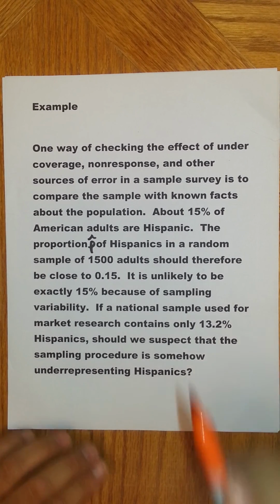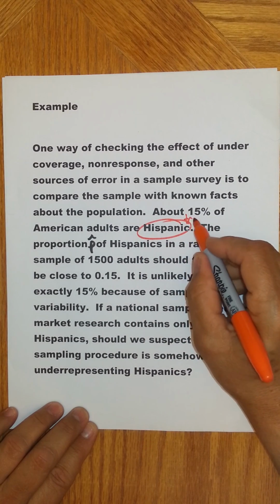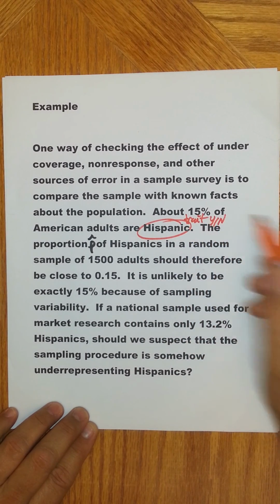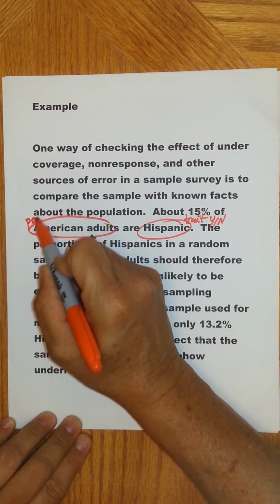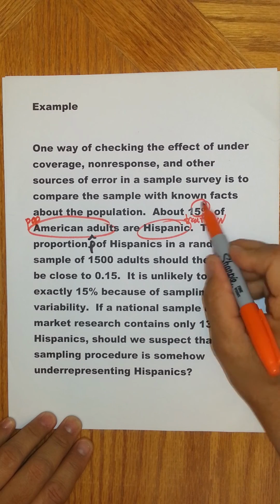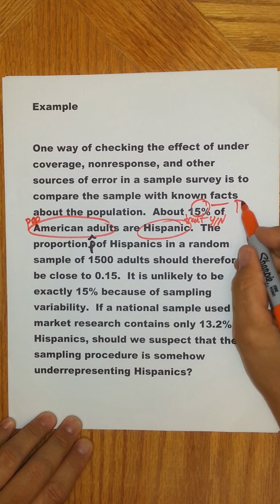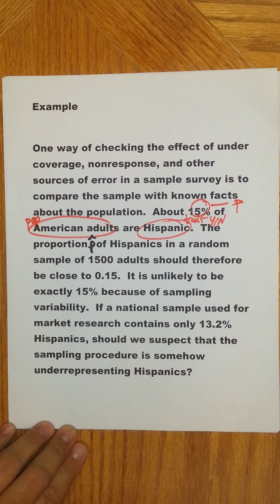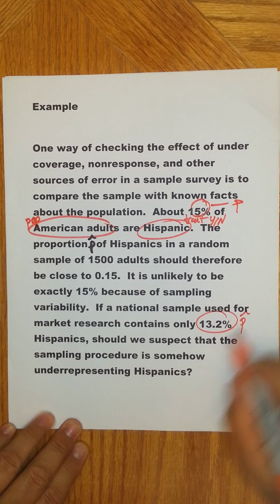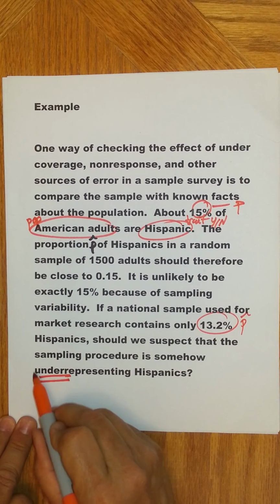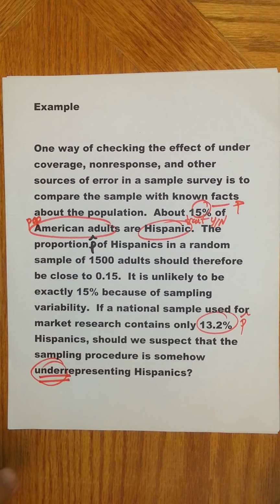So what's the trait? The trait is whether you're Hispanic or not, and that's a yes-no trait. You either are or you're not. And the population is all American adults. What we know is 15% of American adults, that's P, are actually Hispanic, have the trait. And then here we're given a sample that's being used for market research, that's P hat. And this word underrepresenting, this part under, is telling us that we're wondering if there are too few Hispanics. So it's going to help us know which direction to shade, and that will be to the left.